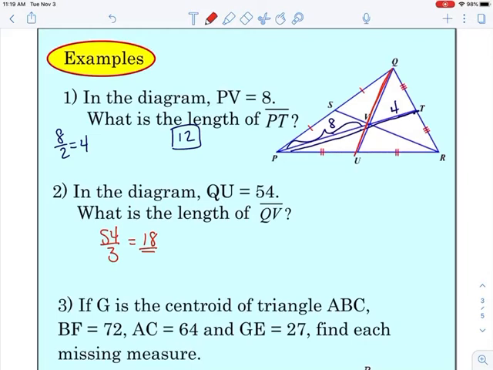Which means that this smaller part, VU, if that's the piece represented by one of those segments, that would be 18, and QV is going to be twice that. So twice that would be 2 times 18, which is going to be 36. So 36 is the length of QV.